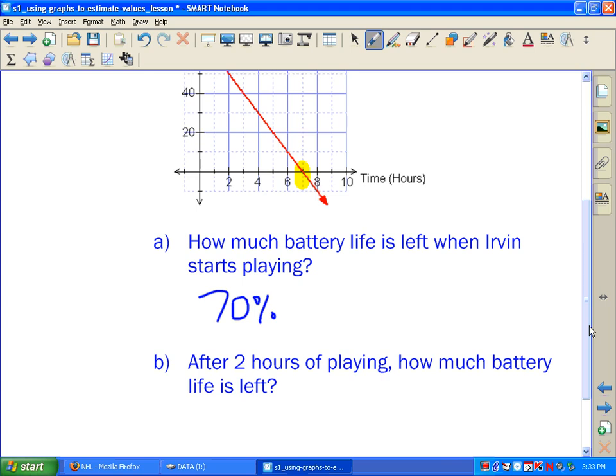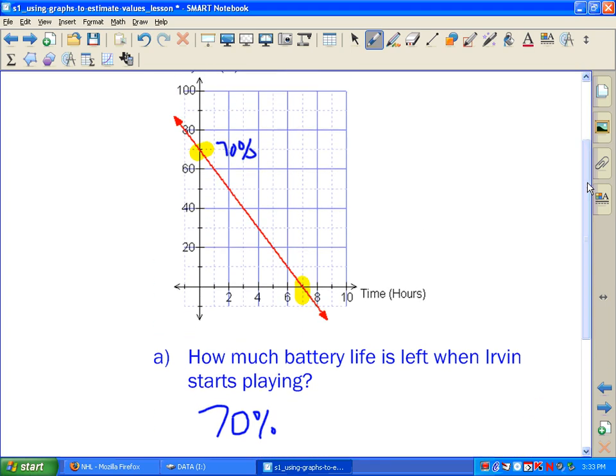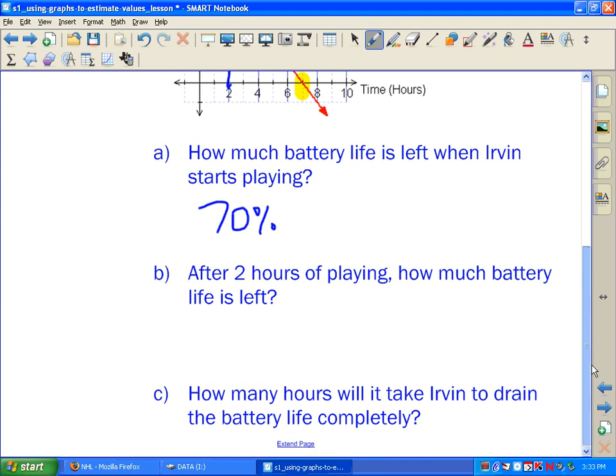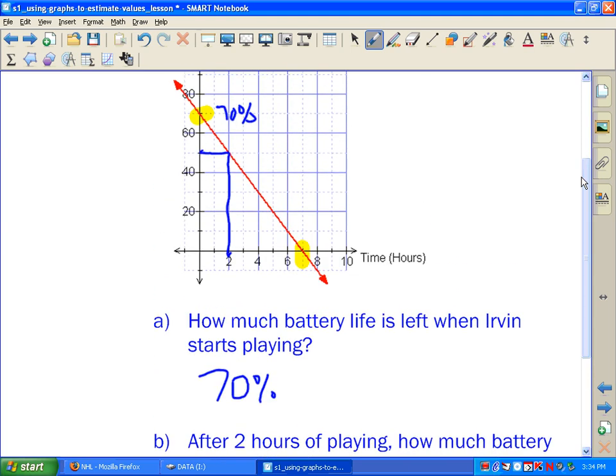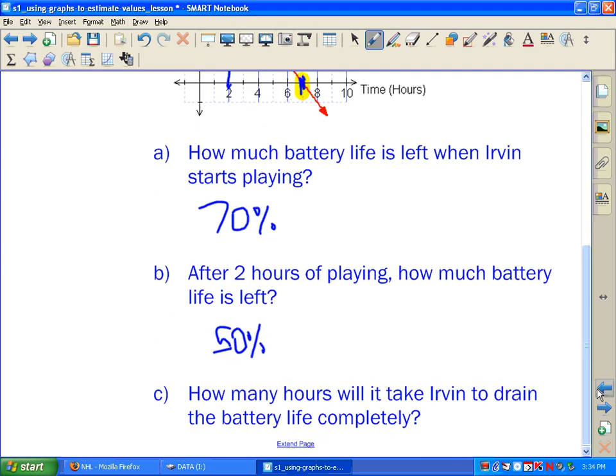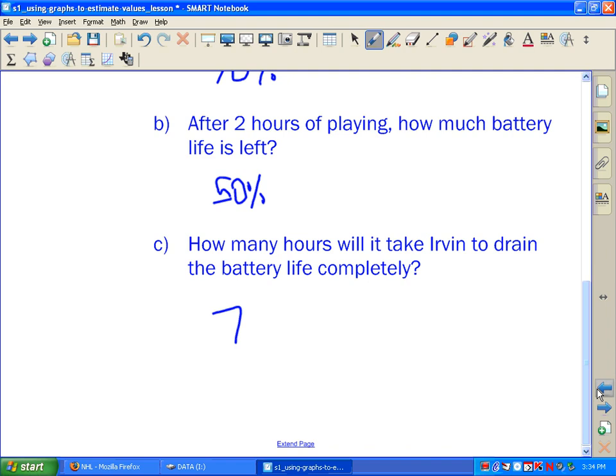After 2 hours of playing, how much battery life is left? At 2 hours of playing, go up, and we're halfway between 40 and 60, so that would be 50%. How many hours will it take Irvin to drain the battery life completely? Well, we see that completely is halfway between 6 and 8, so that's going to be 7 hours. So we're just reading the graph and taking values off of the graph to give an estimate.